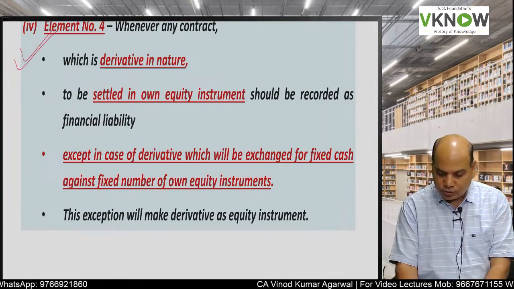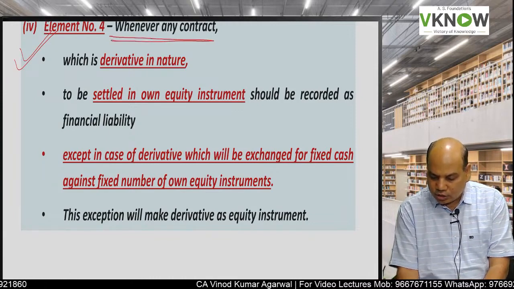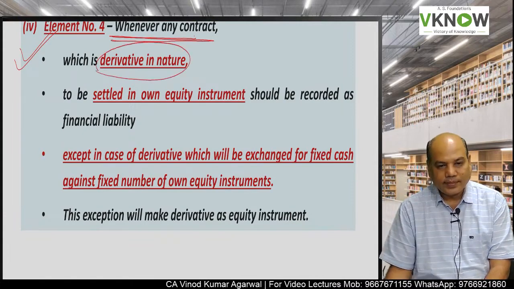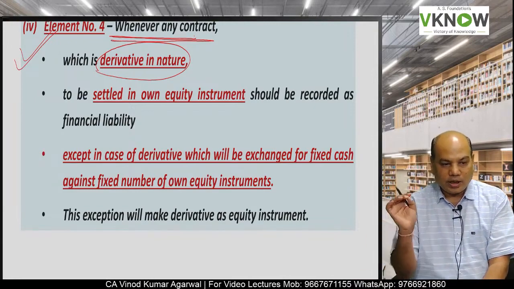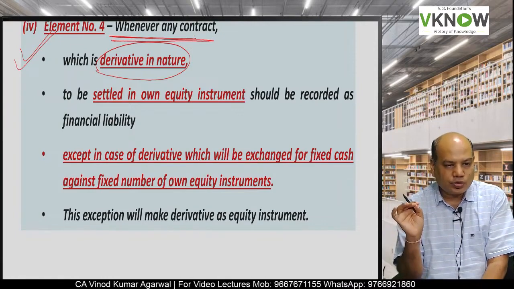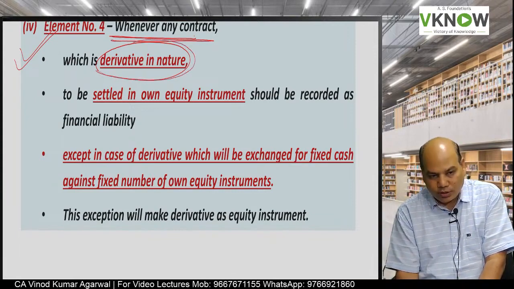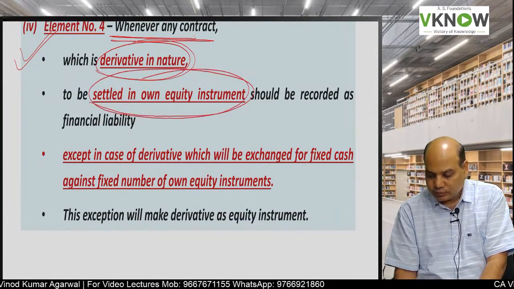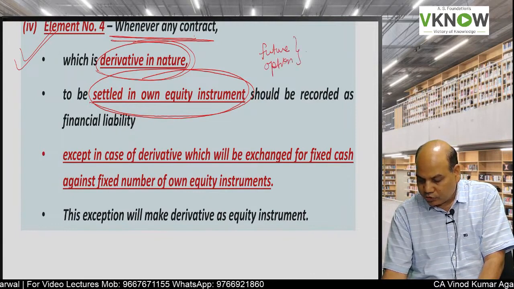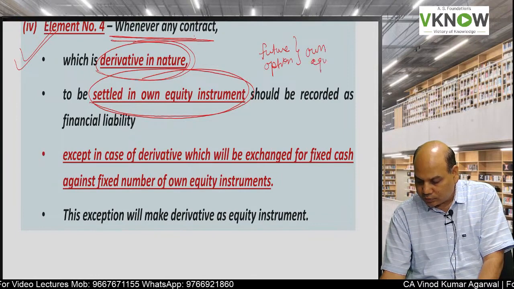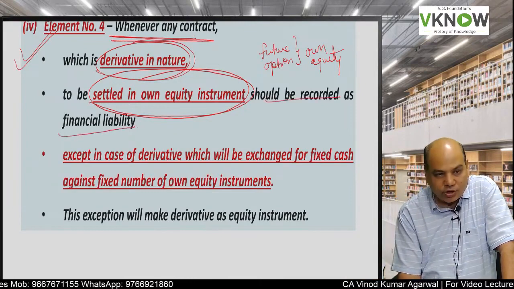And element number 4, whenever any contract is derivative in nature. So element number 2 was also derivative, element number 4 is also derivative, but element number 2 was a financial instrument which has become unfavorable. Element number 4 is a derivative instrument settled in own equity instrument, like for example a future contract or an option contract which will be settled in own equity instrument, it will be recorded as a financial liability.